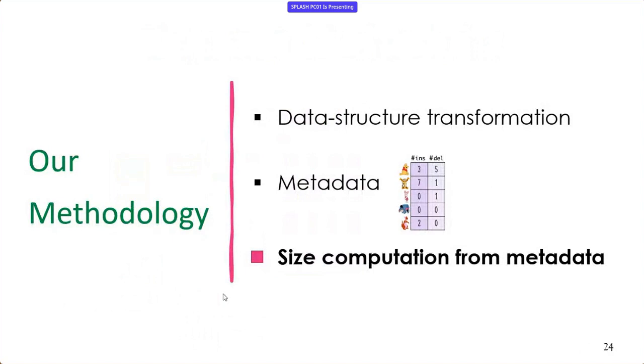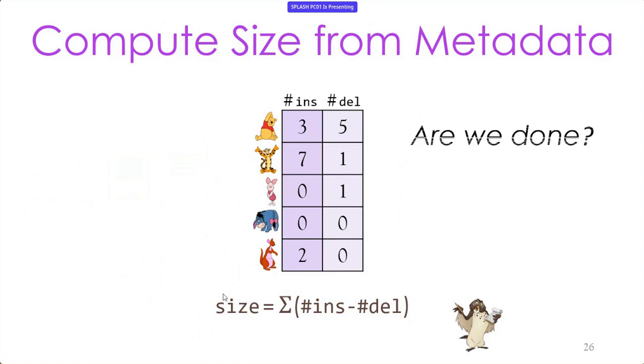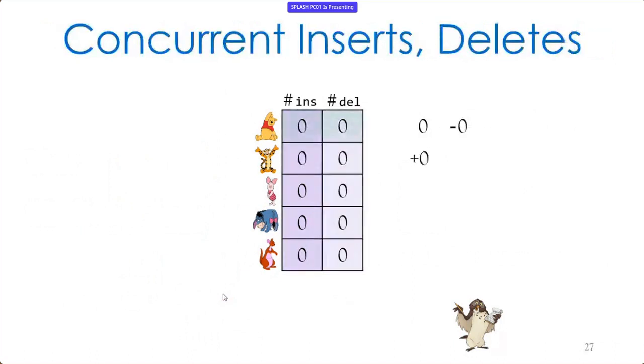Now, the whole point of this metadata was to compute the size, right? So let's see how we do that. To compute the size from this array, what we need to do is sum all insertion counters and subtract all deletion counters. This will give us the number of elements currently in the set. All right, so are we done here? Let's look at an example to answer this question.